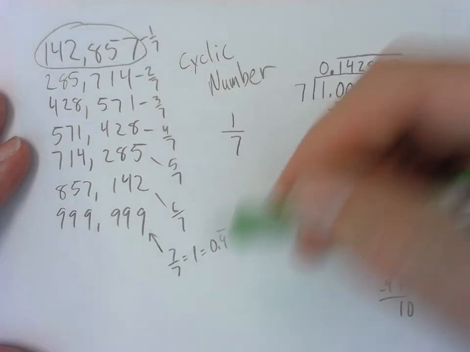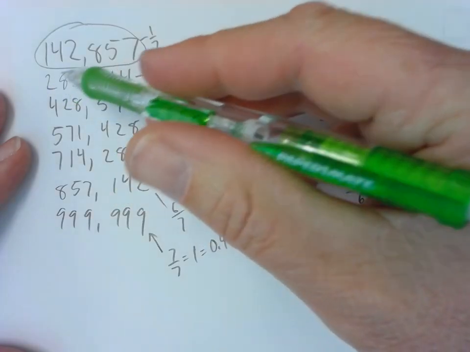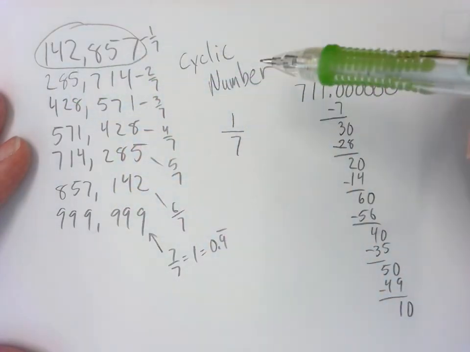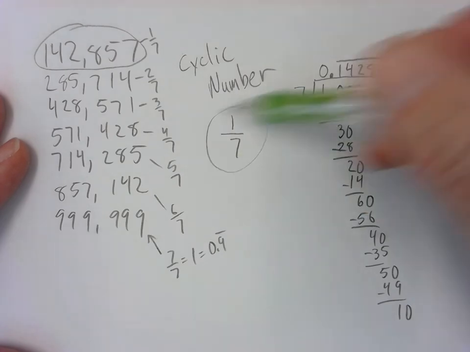So that's where the cyclic number 142,857 comes from. It comes from the repeating digits of 1/7.